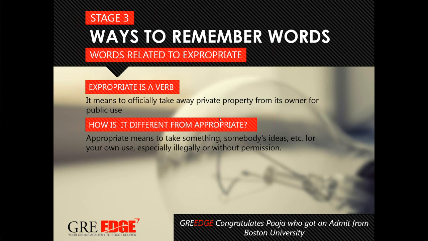So when I ask you what is the meaning of the word appropriate, the first question you should have asked me is what is the parts of speech, because the word appropriate has 2 different meanings. One is what you guys have told me right now. Most of you said that it means correct, suitable, relevant, similar. That is when we use the word appropriate as an adjective, and that is absolutely the right answer. But there is another meaning of the word appropriate. Appropriate means to take something or somebody's ideas, etc., for your own use, especially illegally or without permission.